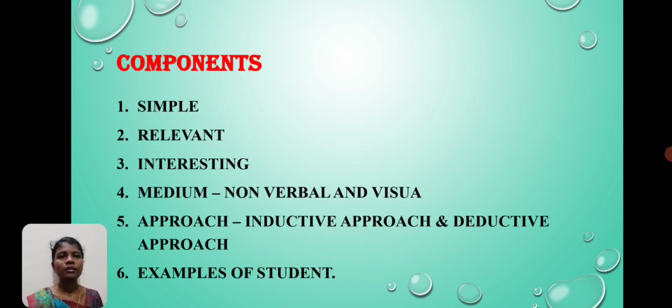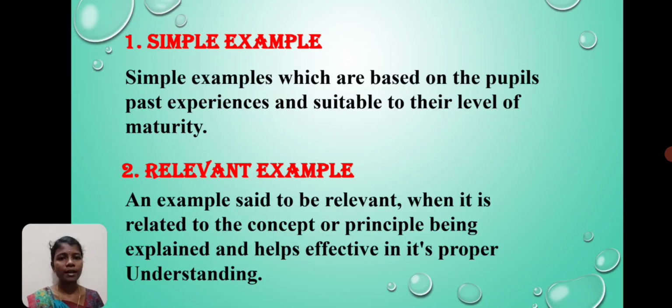And next, the components of the skill of illustration. First, simple. Second one is relevant, third one is interesting, and fourth one is medium. In medium, there are two kinds of mediums. One is verbal and another one is visual. And fifth one is approach. In approach, there are two kinds of approaches in the skill of illustration. The first approach is the inductive approach and the second one is the deductive approach. Sixth component is example of students. Let us know the components in detail.